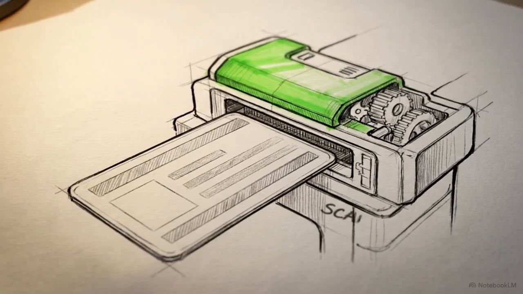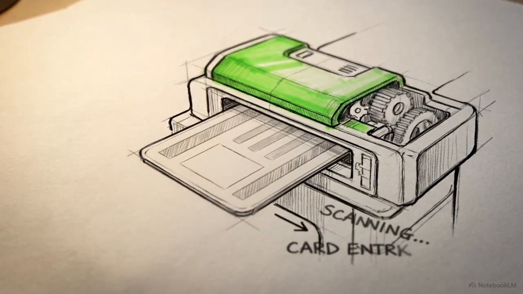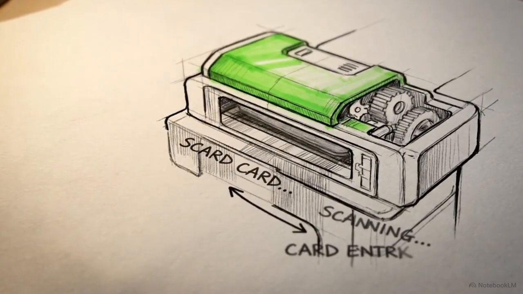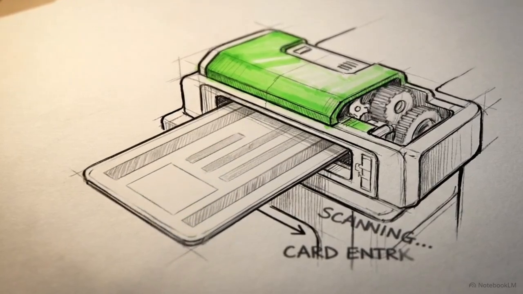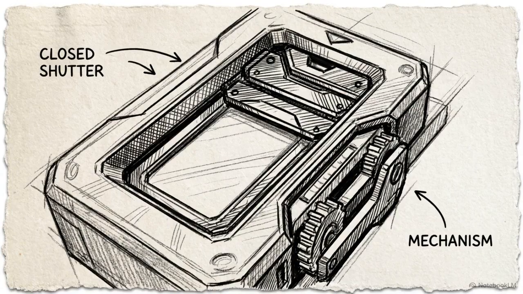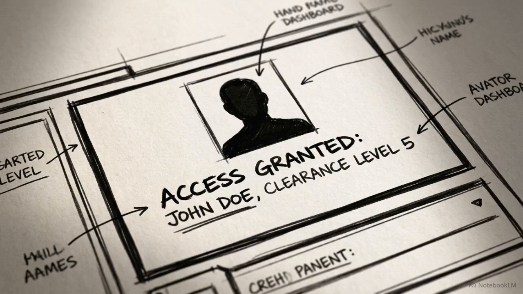But watch what happens when we feed a system an entirely blank, illegible ID card and ask it to extract the user's details. Instead of throwing an error or admitting it can't read the card, the model confidently outputs a fabricated name, ID number, and clearance level to grant access.